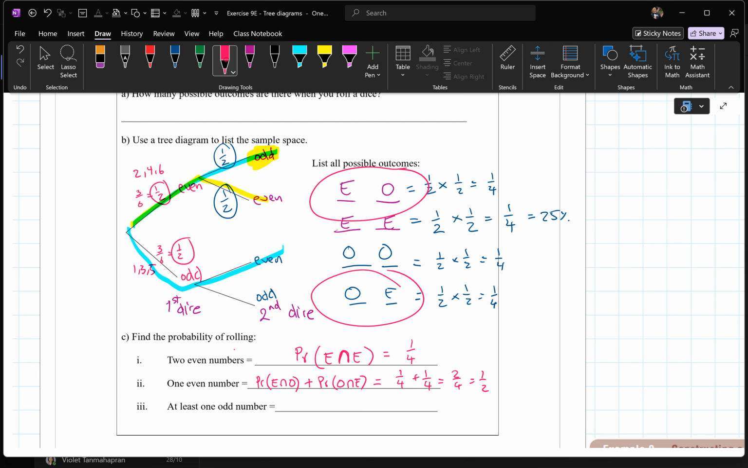Last one. What about the probability at least one is an odd number? So at least one odd. How would you do that? So out of your list so far, what's the chances of getting at least one odd? How would you work that out? At least one odd. So in the group, I need at least in the options, you have to have one odd number.